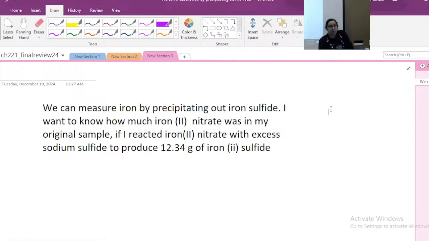The 2 on iron 2 nitrate indicates the charge. Sorry? Does the 2 on the iron, is that charge or is that the number of valence electrons? So remember, it's oxidation state. Yeah.